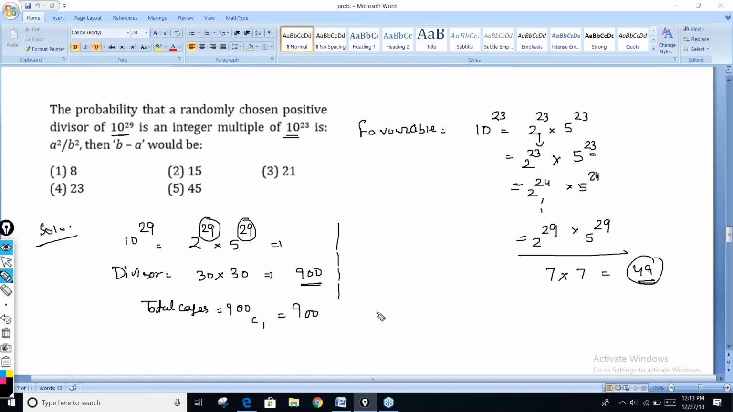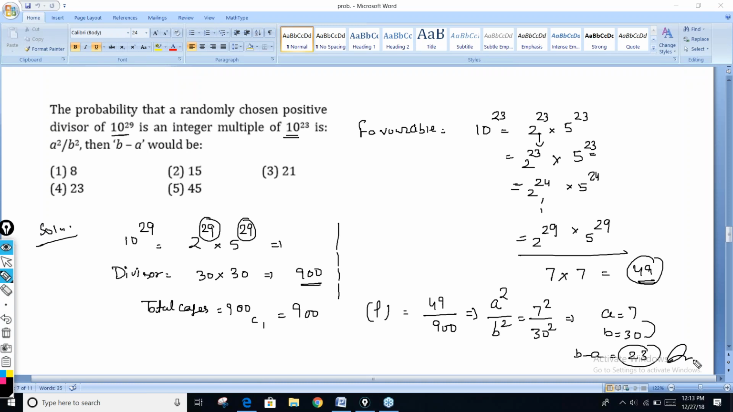and total are 900. So what is the answer? Answer is 49 upon 900, which is in the form of a square upon b square. So that is 7 square upon 30 square. So 7 square upon 30 square, that is, a comes out to be 7 and b comes out to be 30. What is the question? The question is, what is b minus a? The value of b minus a is 23. That is the answer.